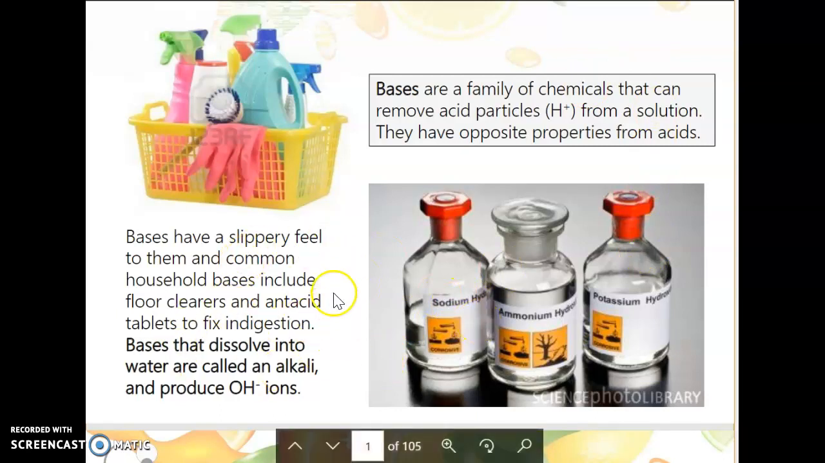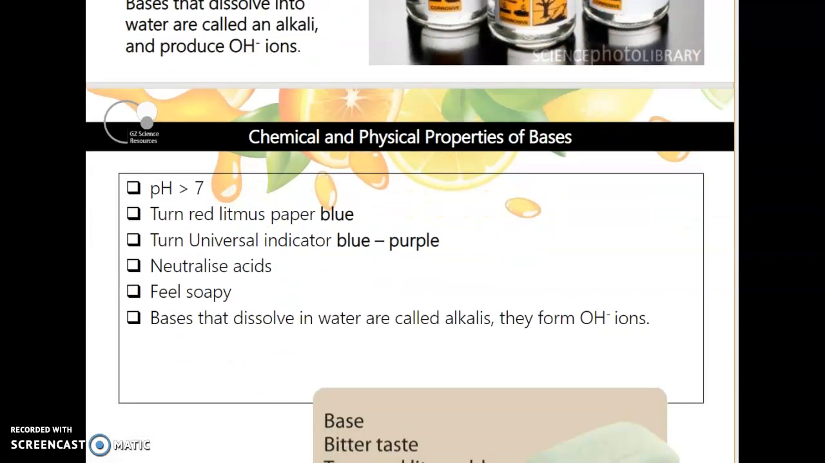So obviously we have cleaners, which are bases. Some of them are alkalis, which makes them strong bases, and some of them are weak bases. We also have weak bases like antacids to fix indigestion. But the ones we're considering here are the alkalis, the metal hydroxides, which have an excess of OH- ions dissolved in water.